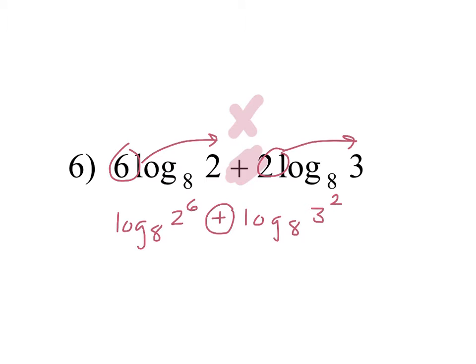And now we can change this plus sign into a multiplication and condense it all into one log. So we have log base 8 of 2 to the power of 6 times 3 to the power of 2. And we can just leave it like this. So all we're doing here is condensing it into one log.